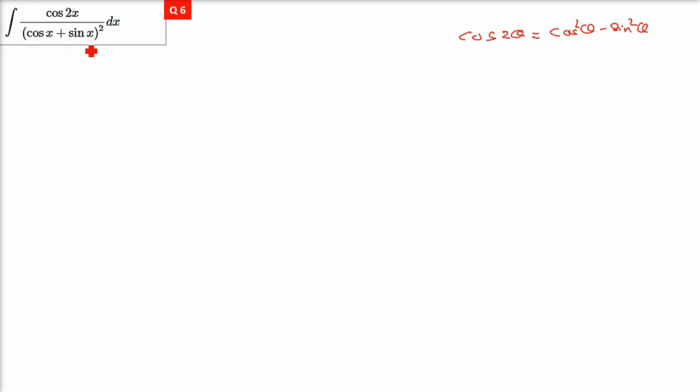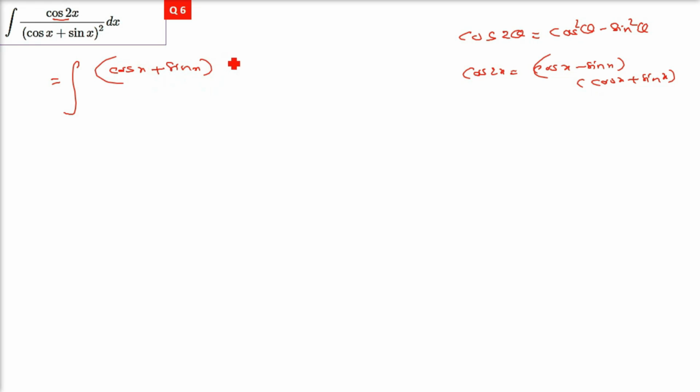This is what we are going to use. Denominator we have cos x plus sin x whole square. Now this cos square theta minus sin square theta is actually a squared minus b squared. So cos 2x is essentially cos x minus sin x into cos x plus sin x, because it is cos square x minus sin square x. So a minus b, a plus b, that will come. Okay, let us integrate now. So we have cos x plus sin x, and here we have cos x minus sin x. In the denominator we have cos x plus sin x whole square.